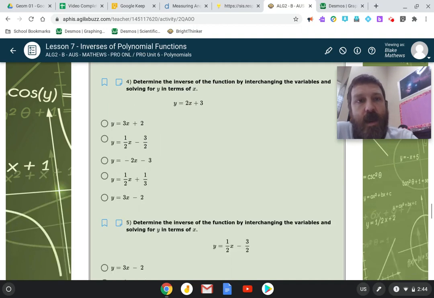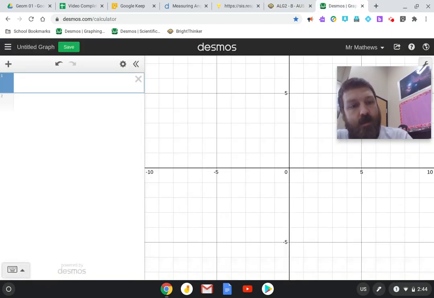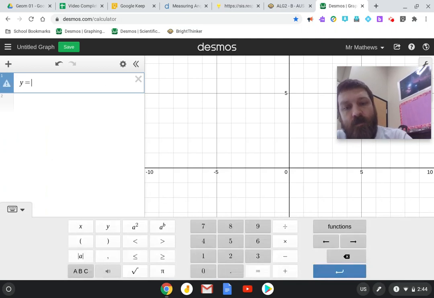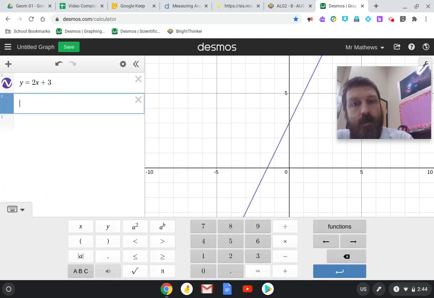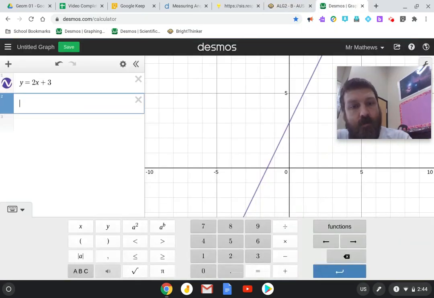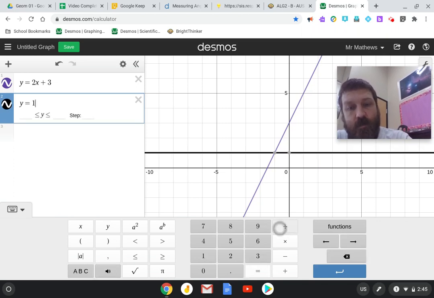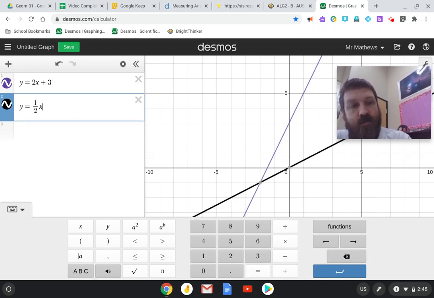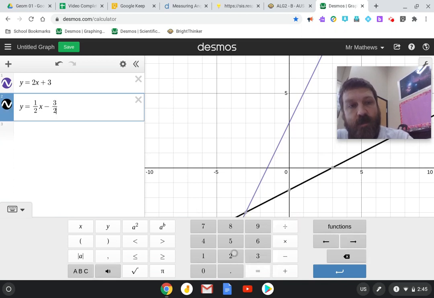And we see that we have that answer, 1/2 x minus 3 over 2, right here. Now, what if I wasn't sure and I wanted to make sure? Well, I can just go back to my graph and type in y equals 2x plus 3 and then get my answer, y equals 1/2 x minus 3 divided by 2.